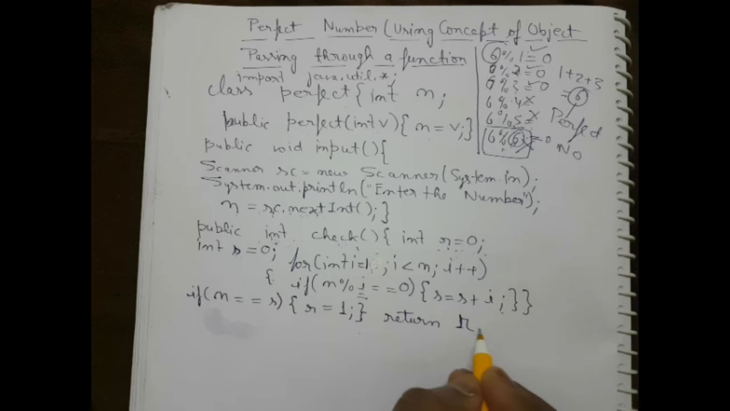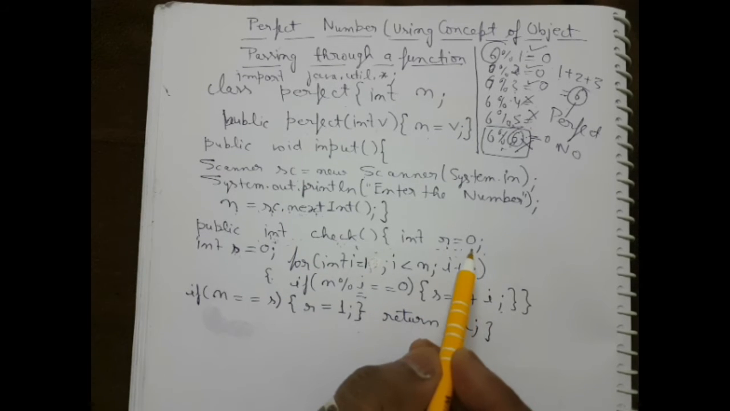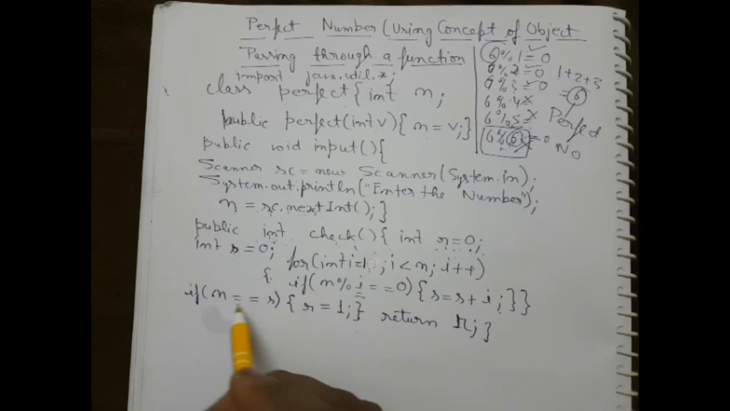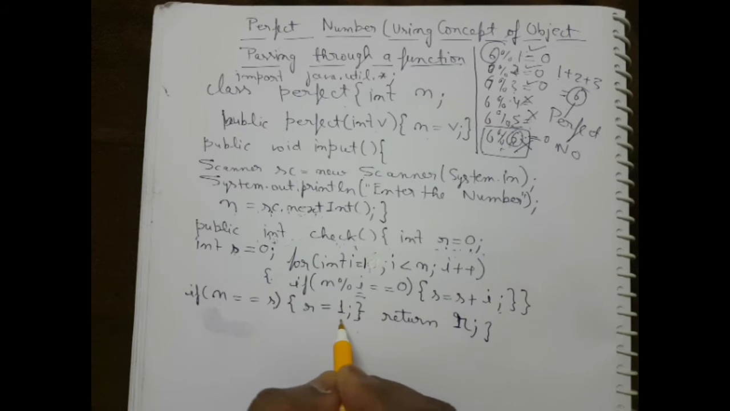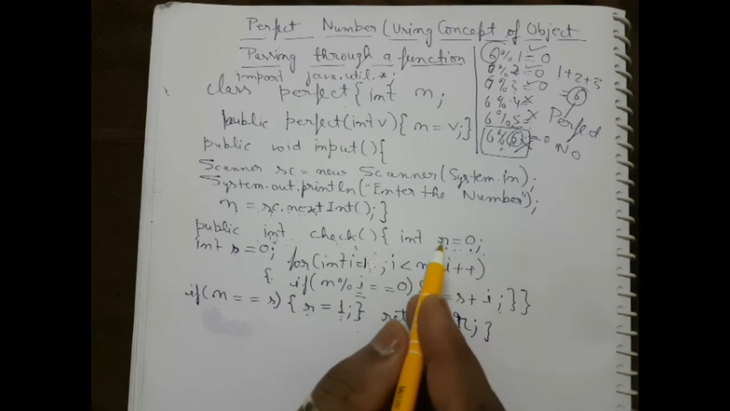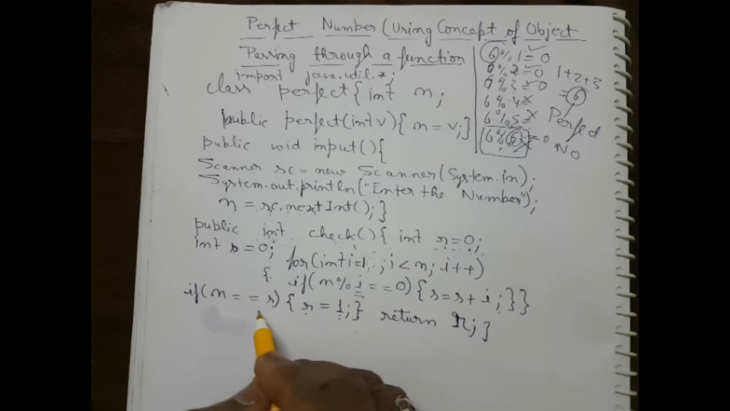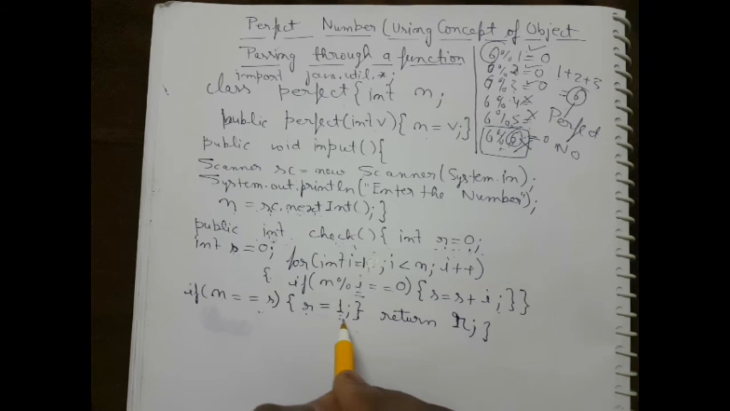Return r, because r contains the value initially 0. If the number is perfect, if it is equal to the sum of the factors, then r will contain 1, because we are giving value 1 to r. Alright. Otherwise, if the condition is false, then this statement will never be executed, and r will maintain which value inside it? It will maintain 0. So 0 will be returned. That will say that it is not a perfect number.